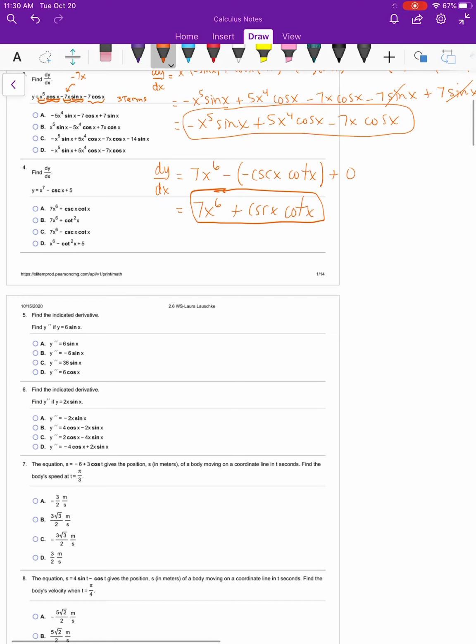And then find the indicated derivative. This time they want us to find y double prime. So to find y double prime, I first have to find y prime. So this is going to be 6 cosine x, right? This is a constant times the derivative of sine. And then when I take the second derivative, it's just going to be 6 times the derivative of cosine. So my second derivative is going to be negative 6 sine x.